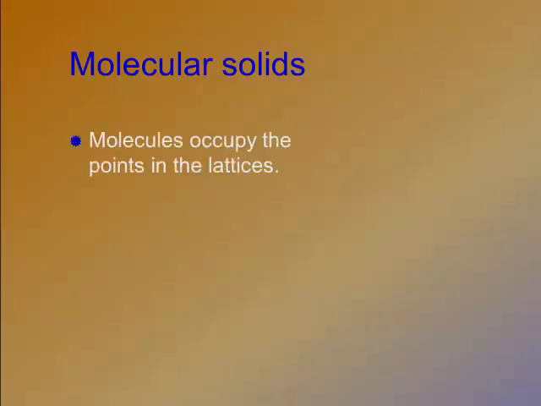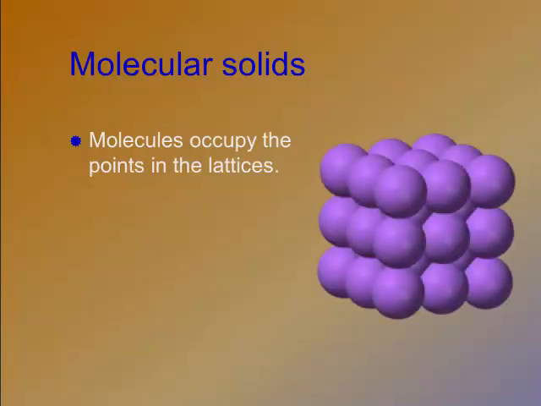In a molecular solid, molecules occupy the points in the lattice. Consider the example of dry ice, solid carbon dioxide. A common misunderstanding here is to think of a carbon atom in one spot, an oxygen atom in an adjacent spot, another oxygen on the other side. That's not how it is. Instead, picture an entire CO2 molecule sitting in each point. Molecular solids have an entire molecule sitting in each lattice point.